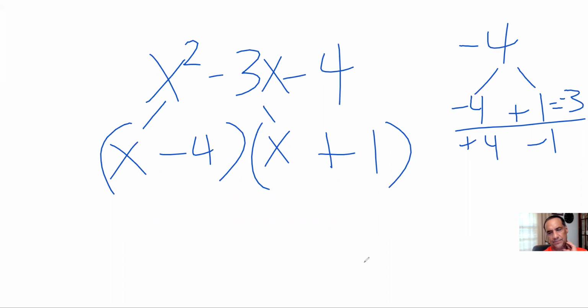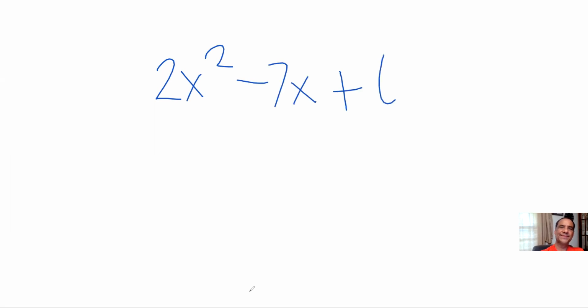Now, they get a little more complicated. Every so often you see one with a number in front. Now, if you have one with a number in front, it's going to take a little more guess and check.